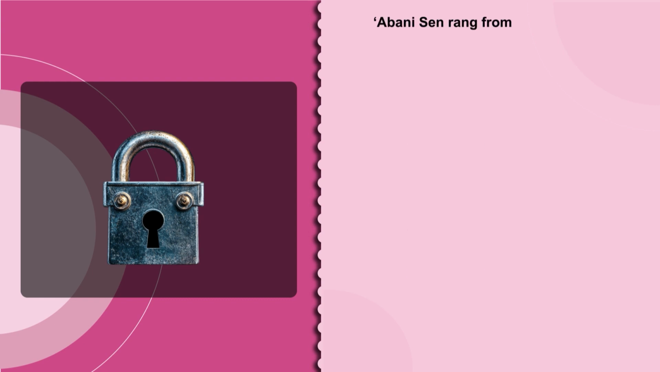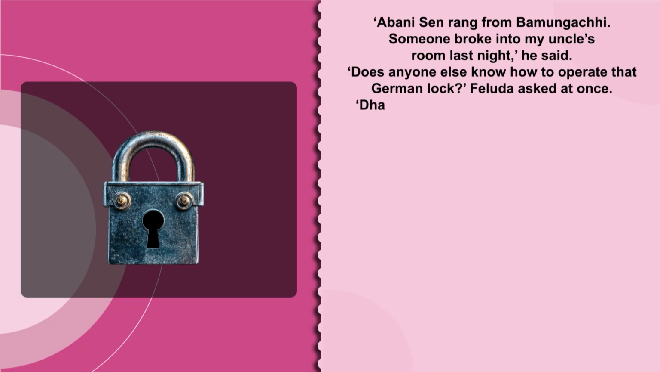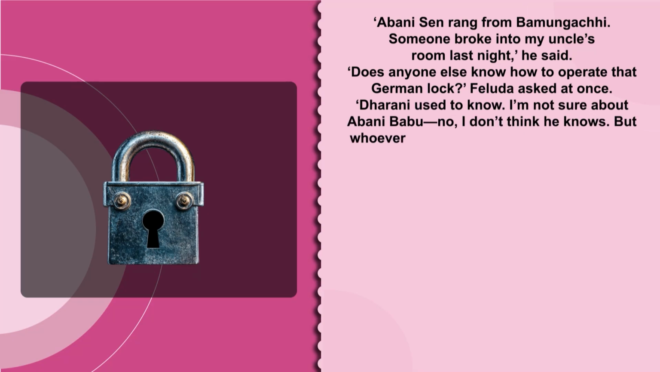Abani Sen rang from Bamungachi. Someone broke into my uncle's room last night, he said. Does anyone else know how to operate that German lock? Feluda asked at once. Dharni used to know. I'm not sure about Abani Babu. No, I don't think he knows. But whoever broke in didn't use that door at all.